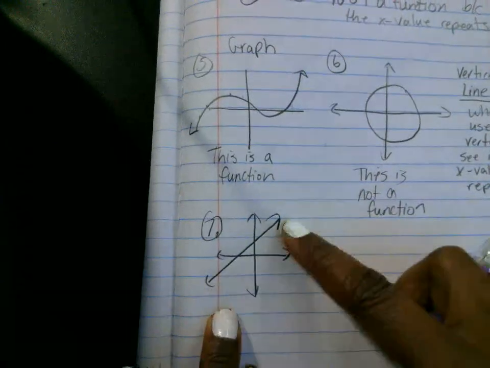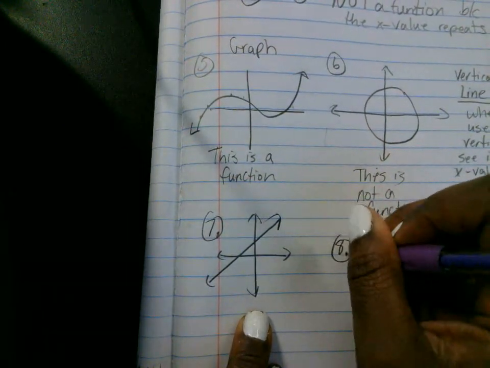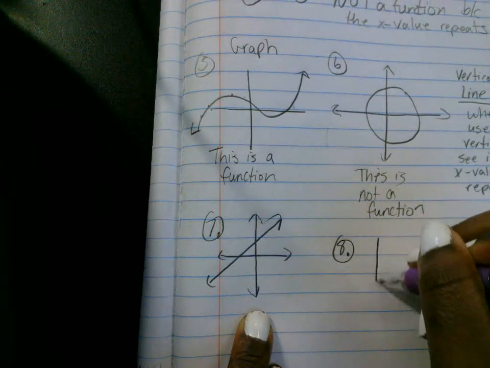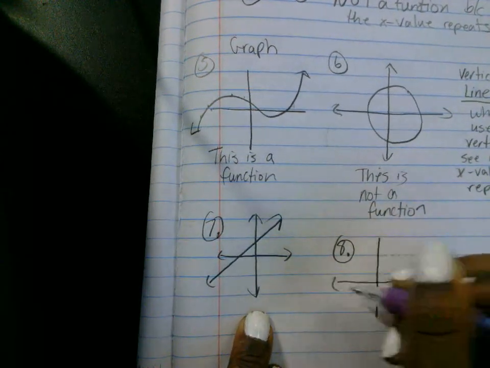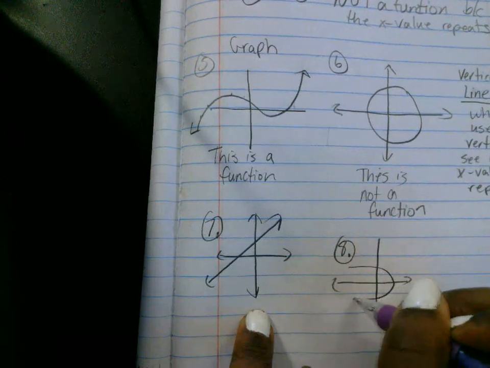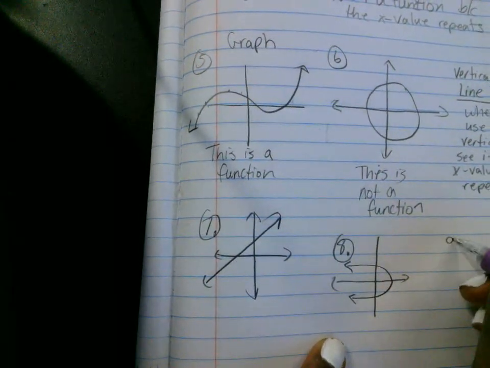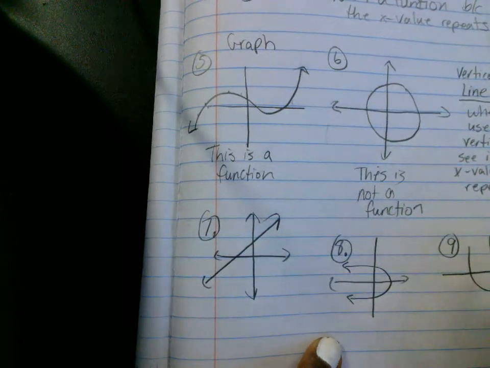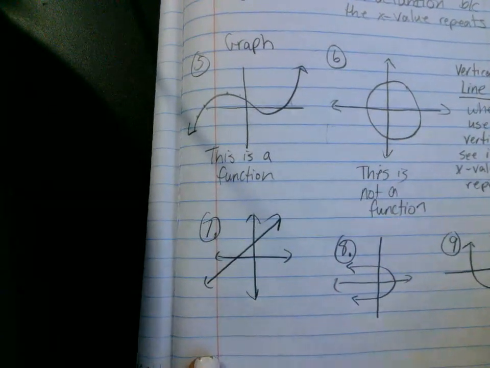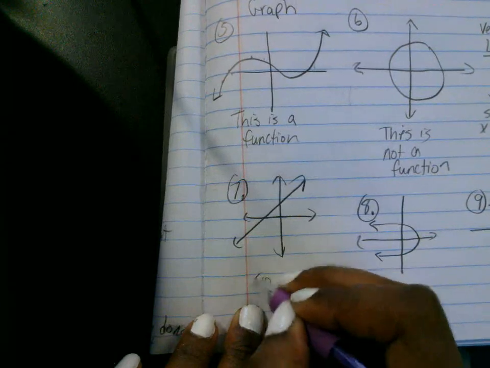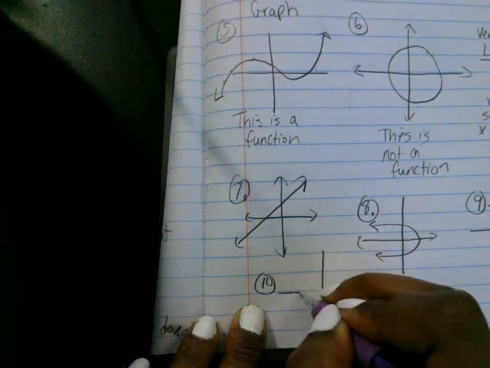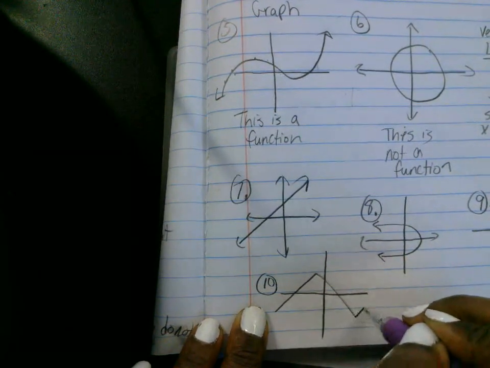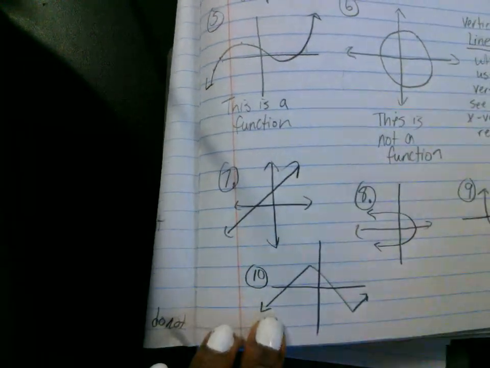This is a line right here. This is a squiggly line here, a sideways U. This is an upward U. This is a zigzag.